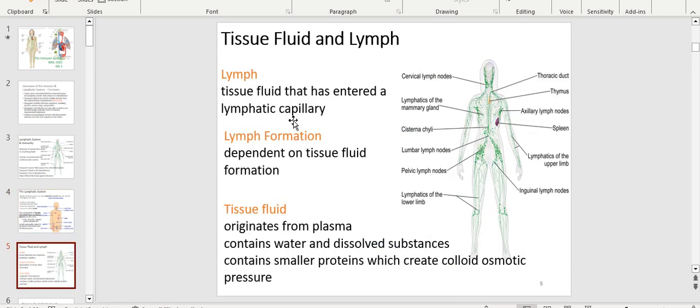The lymph fluid that has entered the lymph capillaries, this is what we officially call lymph. So before it enters these capillaries, which have a lot of similarity to veins, which we'll show you again, not arteries, to veins. The tissue fluid originates from the plasma, contains water and dissolved substances, contains smaller proteins which create a colloid osmotic pressure.